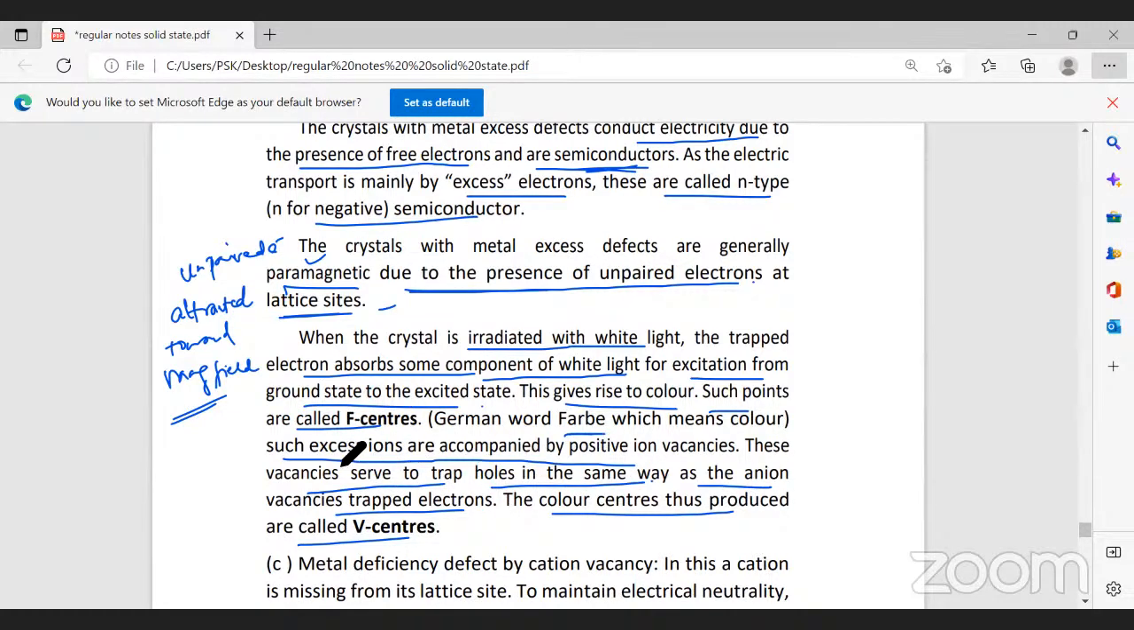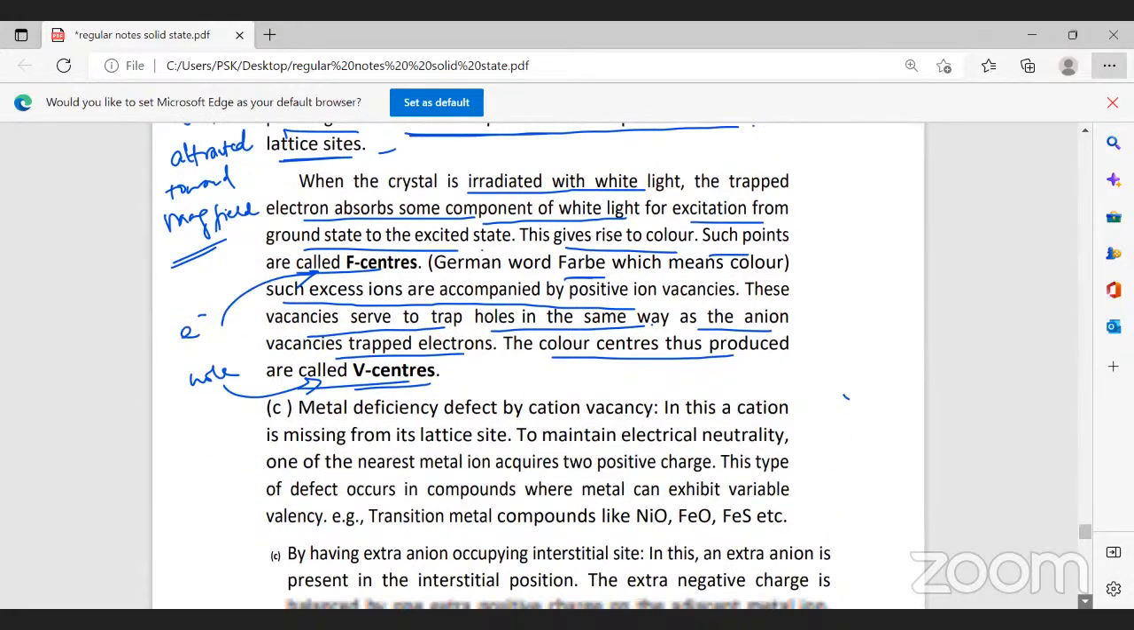Here, if the excess ions are accompanied by positive ion vacancies, these vacancies serve to trap holes in the same way as an anion vacancy traps electrons. So if positive holes are there, they are called V centers. Again, they also give color. So excess electrons will give you F centers, excess holes give you V centers. Both are responsible for the colors of the crystal.